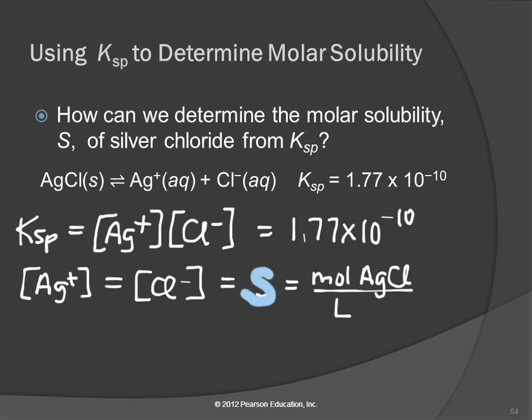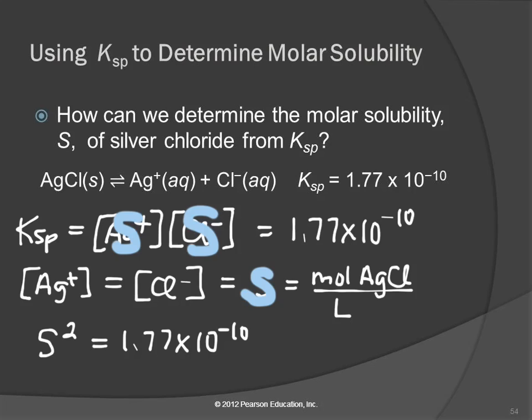So what happens in this equation? So I said silver is equal to chloride, and they're equal to S. So in this equation, instead of silver ion, I'm going to write S. And instead of chloride ion, I'm going to write S. Because they're equal, right? So then what do we have left here? We've got S squared is equal to 1.77 times 10 to the minus 10. So what does S equal? How do you undo squaring something? Square root. So to get this to S, I need to take the square root.